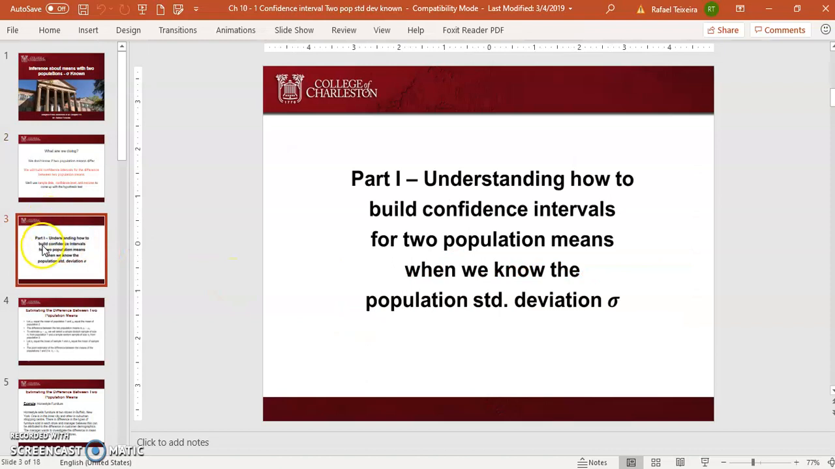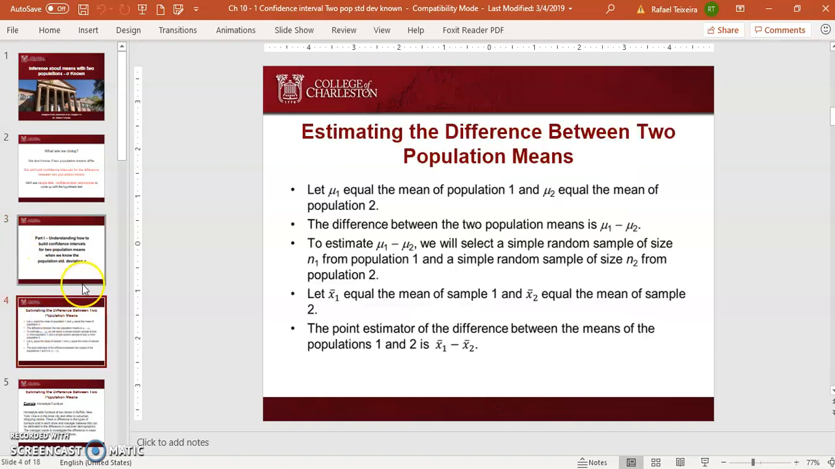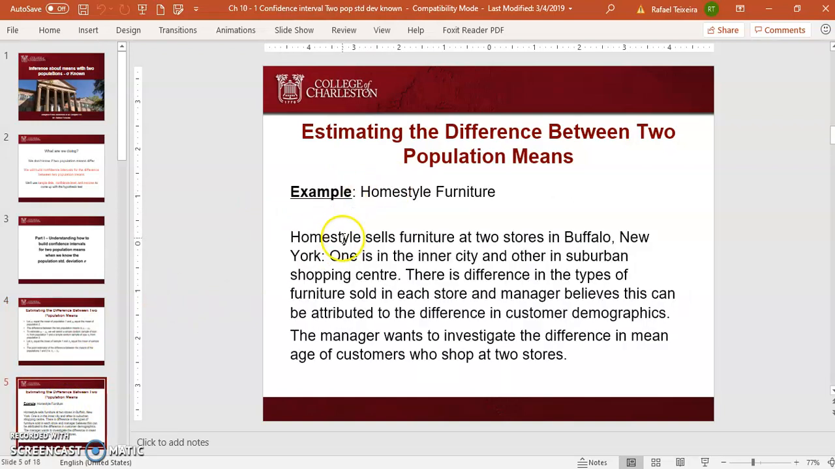Okay. First part, let's understand how to build a confidence interval, what we're talking about. I'm going to skip this slide and come back after I show you an example. Here, Home Style Furniture. This company sells furniture at two stores in Buffalo, New York. One is in the inner city and the other in a suburban shopping center. There is a difference in the types of furniture sold in each store, and the manager believes this can be attributed to the difference in customer demographics. The manager wants to investigate the difference in the mean age of customers who shop at the two stores.